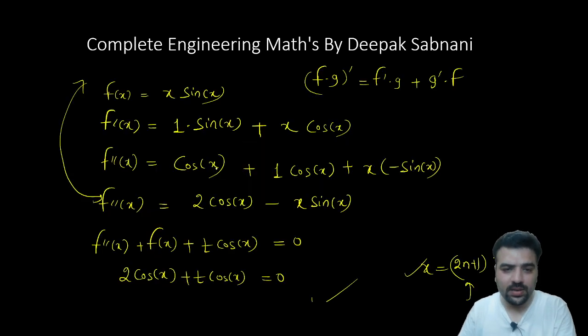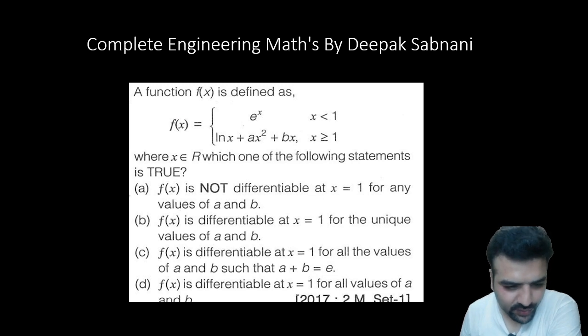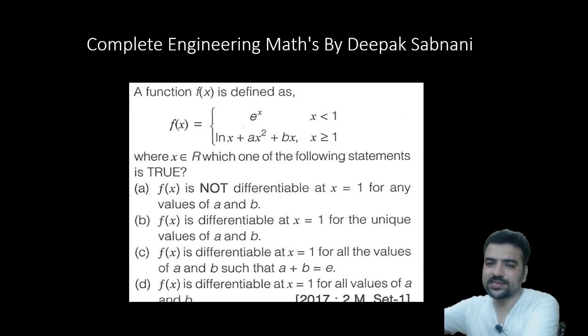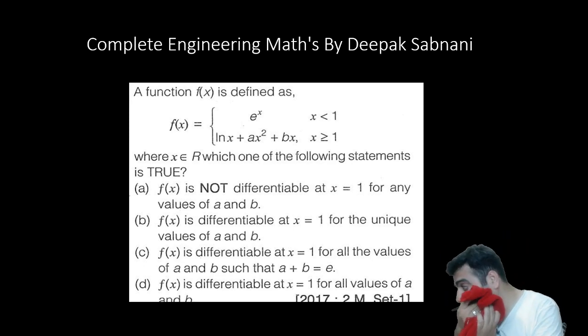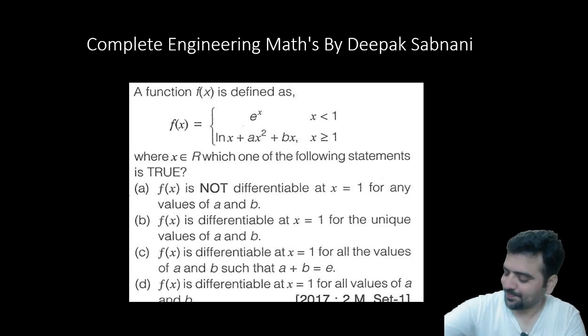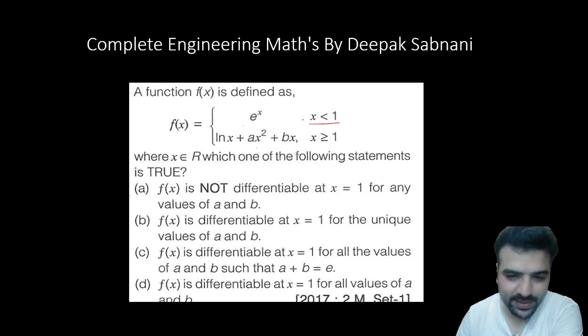Now, another question I want to take is this. Another good question asked in GATE. First, let's read this. A function f(x) is defined as f(x) equal to e^x when x is less than 1, and f(x) equal to ln x plus a x squared plus b x when x is greater than or equal to 1. This is given. So it is a piecewise function which changes its definition at x equal to 1.